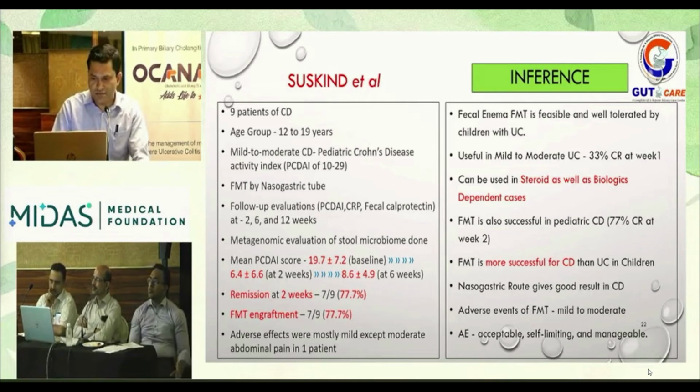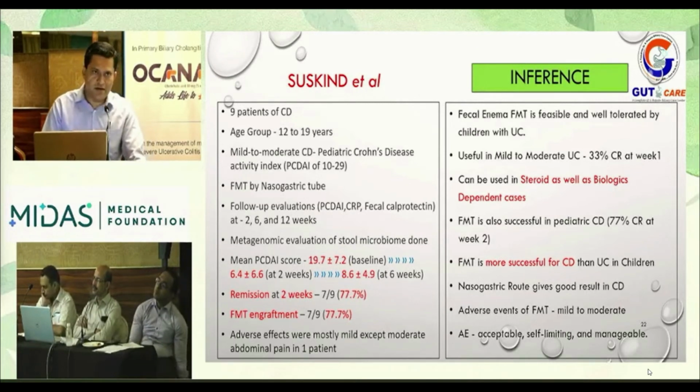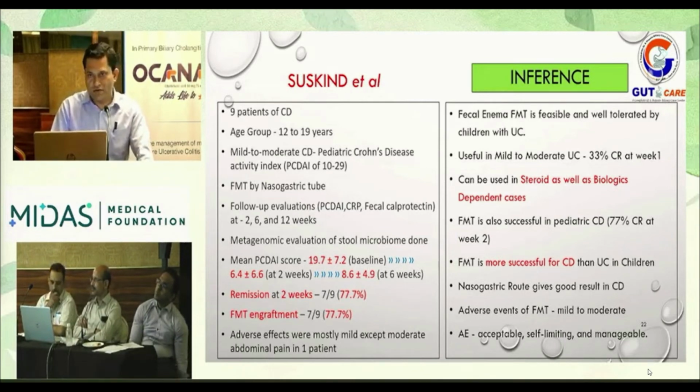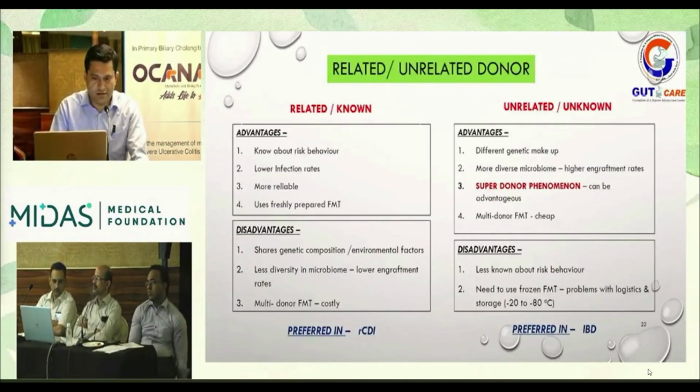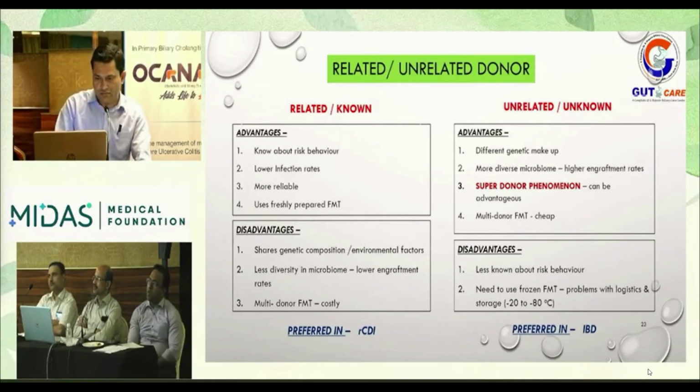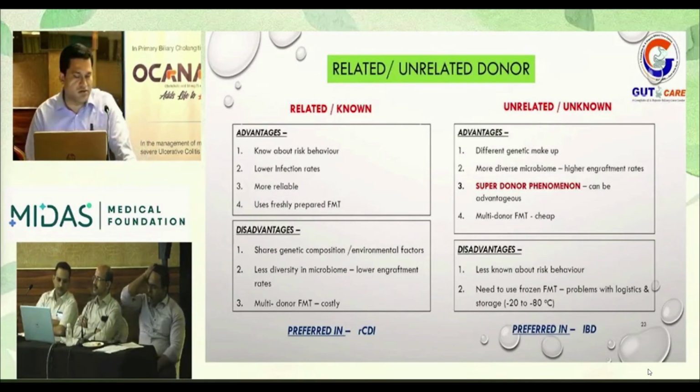So the conclusion from these studies is that fecal enema FMT is feasible and well tolerated by children. FMT in children can be used in UC and CD, and it was found to be more effective in CD, and nasogastric tube in case of CD can also give good results. Adverse events were minimal, mild to moderate, acceptable, manageable, and self-limiting. So we have already seen why the unrelated donor is better, because of different genetic makeup and different environmental factors.